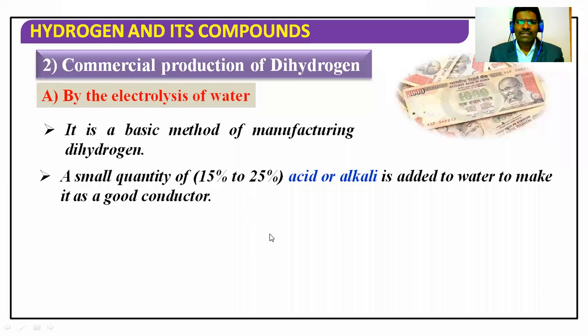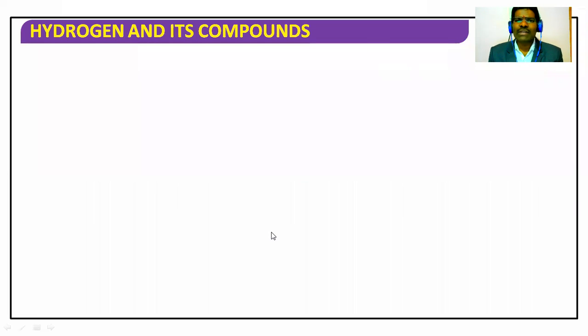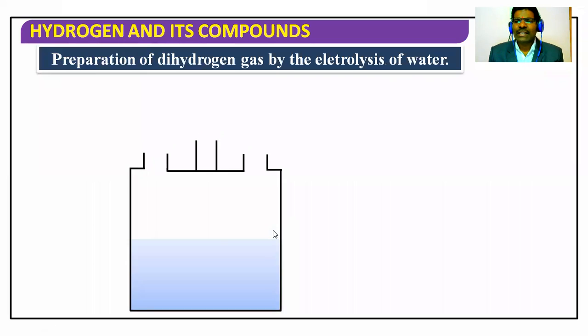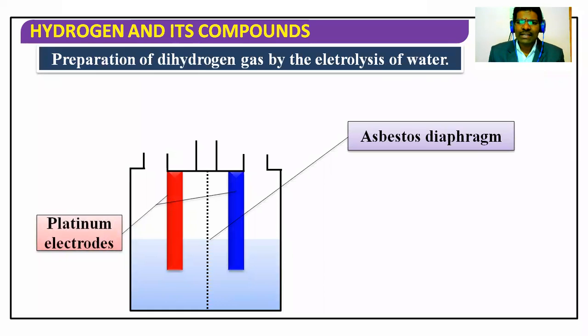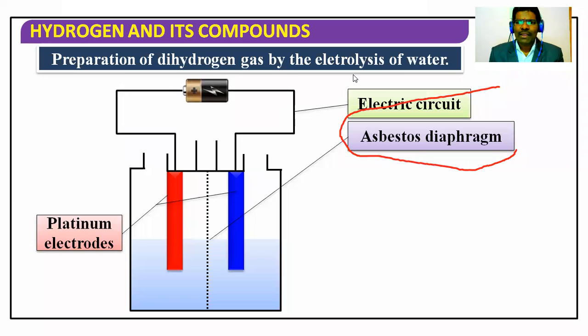See dear students, how will electrolysis take place? First, take an electrolytic cell which contains water, acidified water or alkali water, an aqueous solution. Two electrodes are dipped in the electrolytic cell. These two electrodes are separated by a diaphragm. What is the use of the diaphragm? The diaphragm allows only cations through it. These two platinum electrodes are connected to the battery through an outer circuit. I will show you how it will be connected.